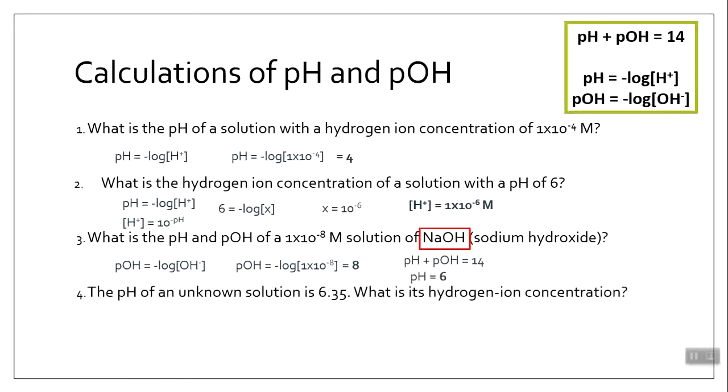Last problem. The pH of an unknown solution is 6.35. What is its hydrogen ion concentration?